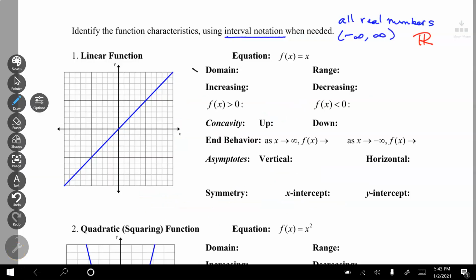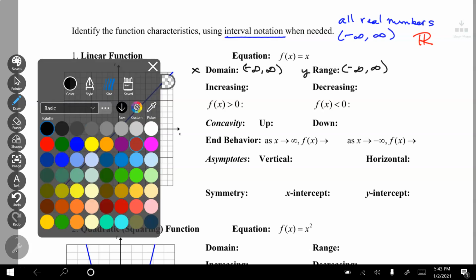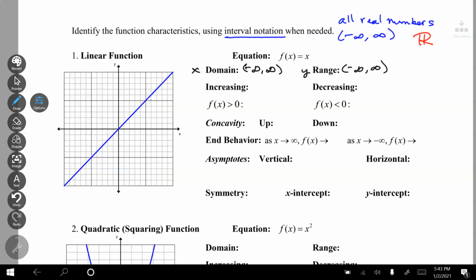Domain are the x's, and this is the easiest function. It's all real numbers. All the x's are being used. The range are the y's. Again, all the y's are being used, negative infinity to infinity. When is this function increasing? It is always going uphill, so from negative infinity to infinity it is increasing. When it's decreasing, it is never decreasing.